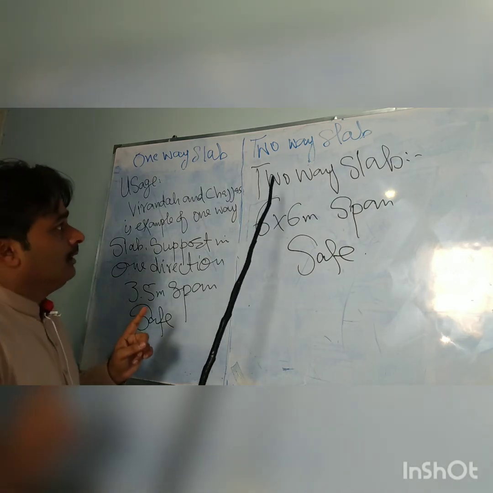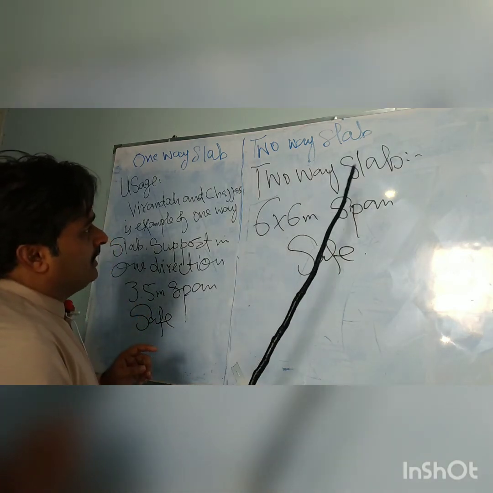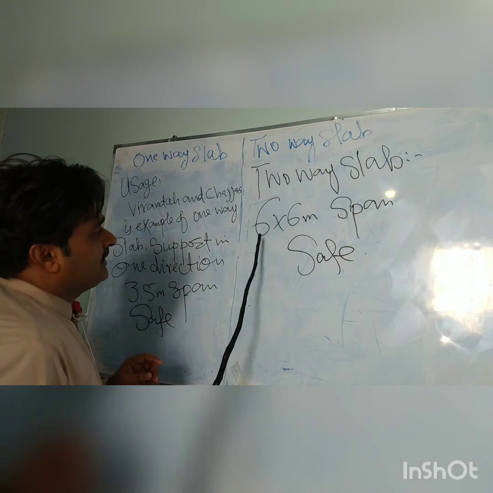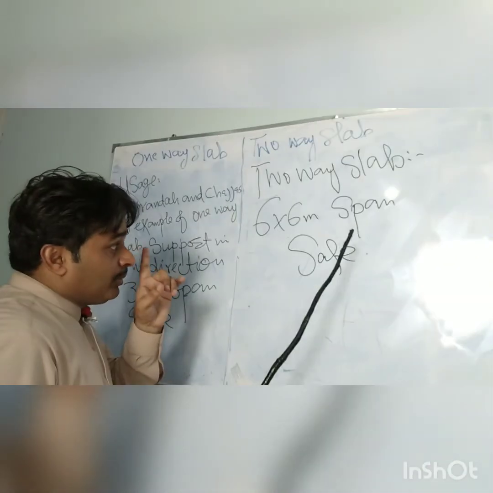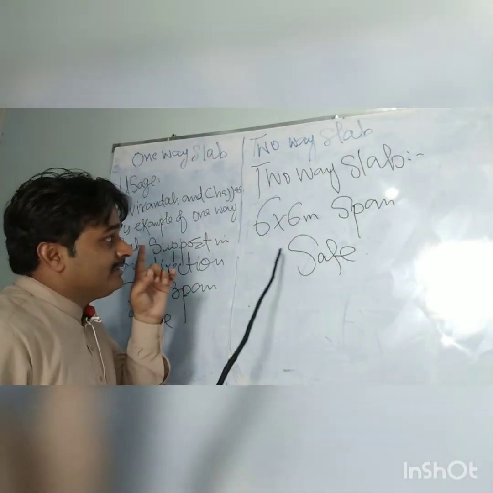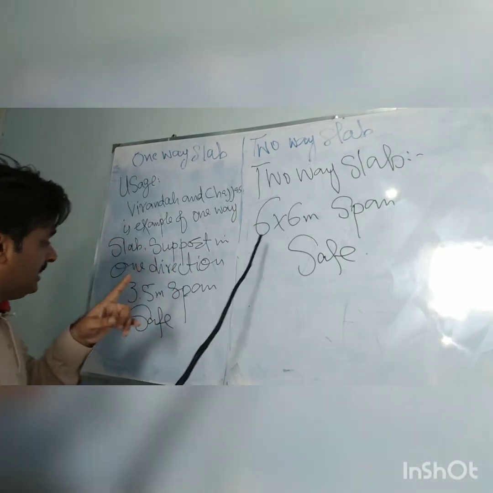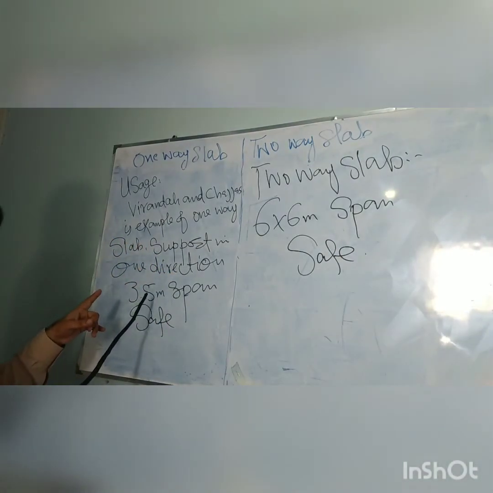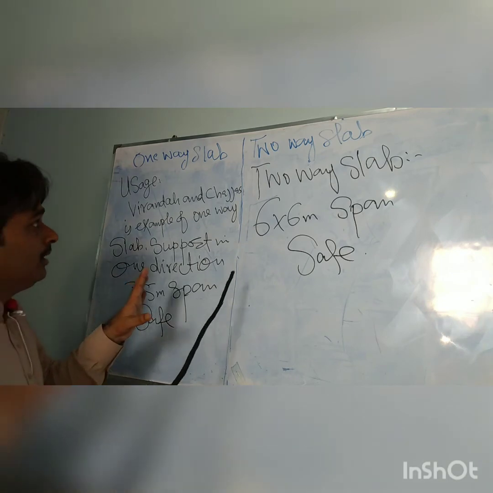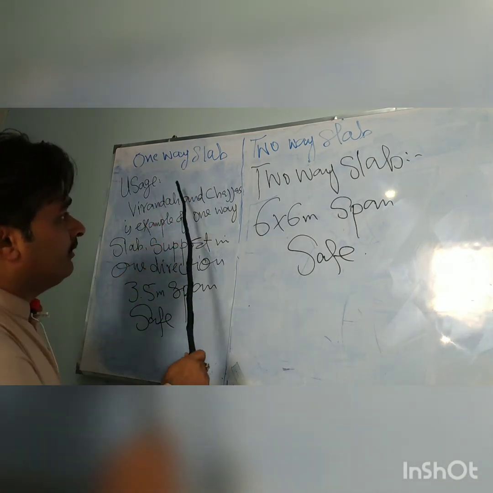Okay friends, now coming to two-way slab. For a two-way slab, a 6 by 6 meter span will be safe. Not less than 6.6 meter for a two-way slab and not less than 3.5 meter for a one-way slab. Okay friends, this was all about one-way and two-way slab.